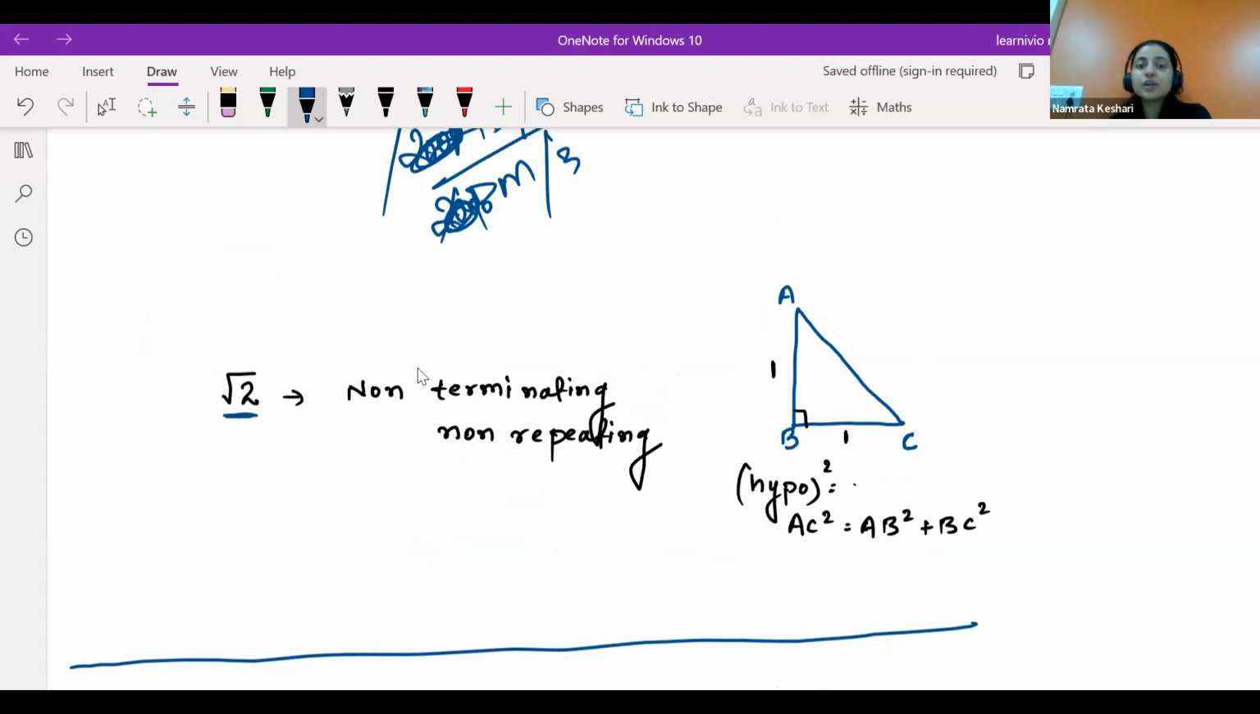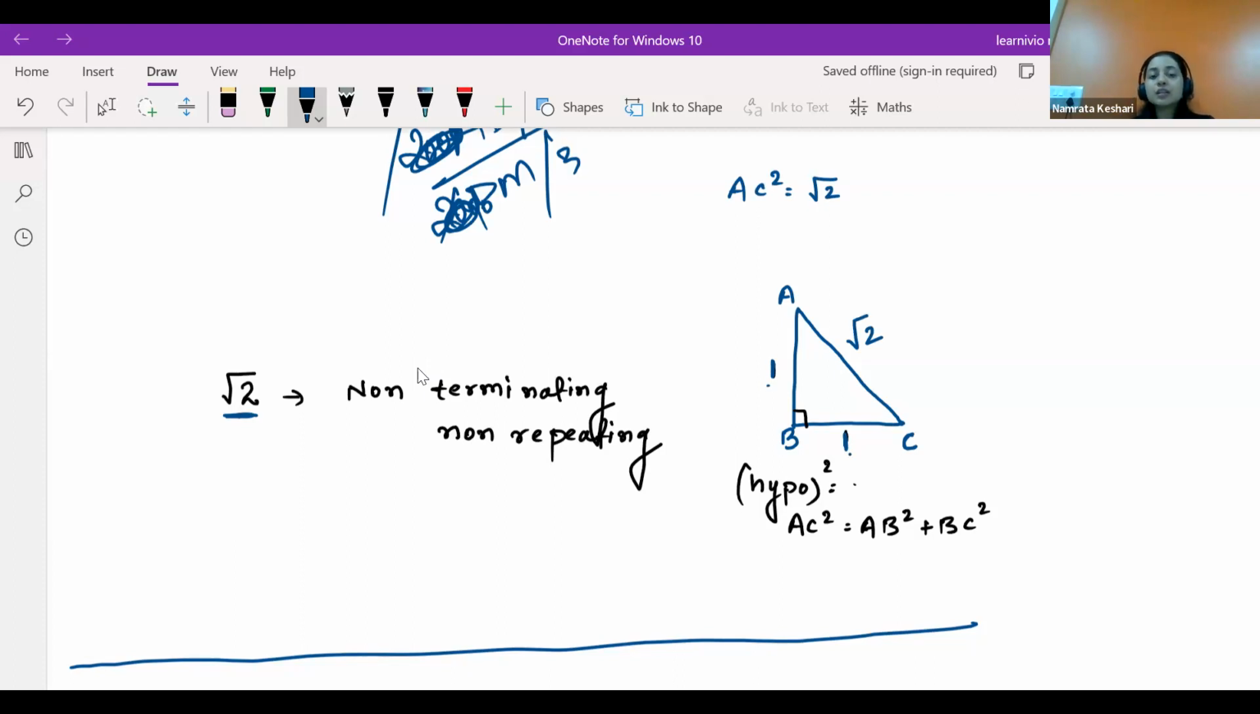What we will do over here is draw a triangle ABC where we will maintain the base and the height as 1 and 1. Then the hypotenuse will be, tell me, AC square, the hypotenuse will be. If AB is 1 and BC is 1, then AC will be what? Under root 2. Perfect. If AB is 1, BC is 1, AC will be root 2.